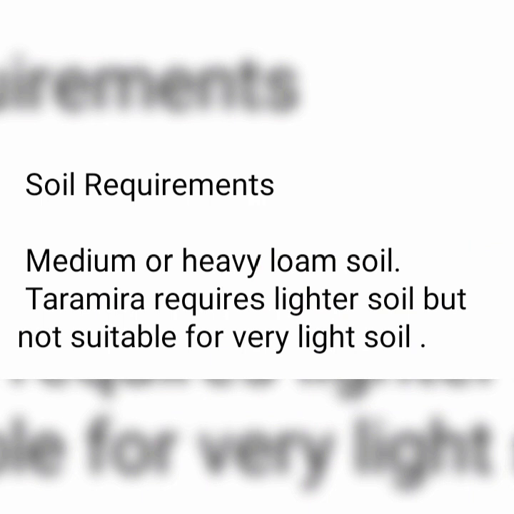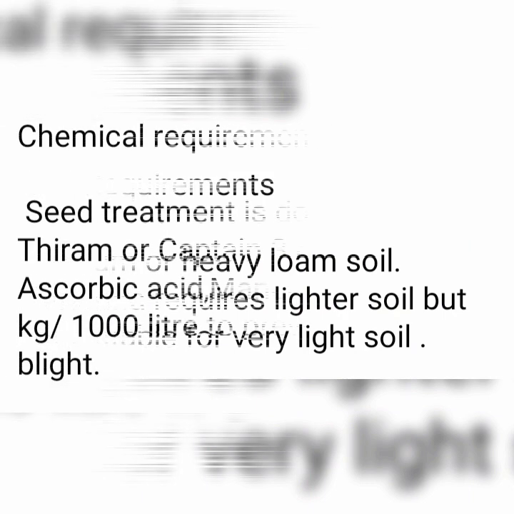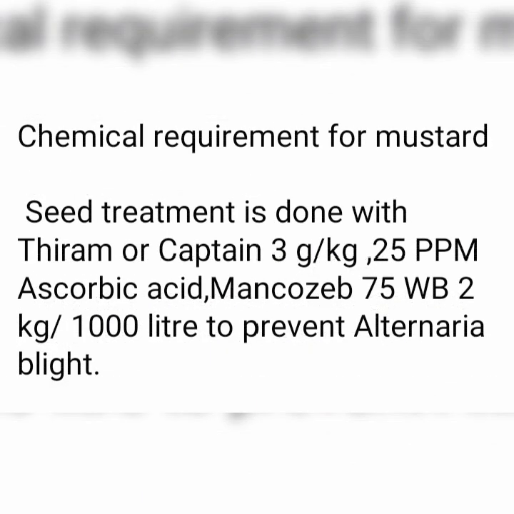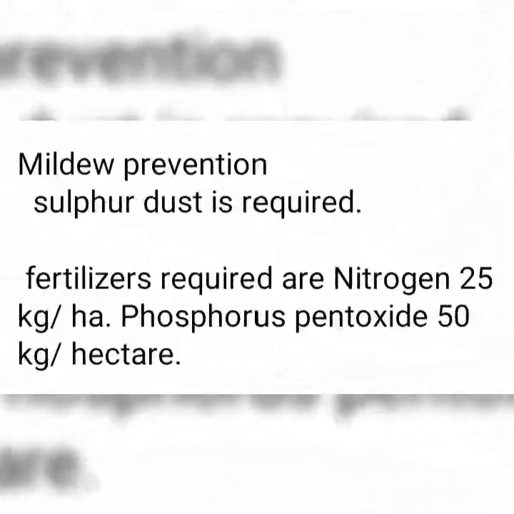And for Alternaria blight, Mancozeb or ascorbic acid is used. The ratio is 2 kg per 1000 liter. To prevent mildew, sulfur dust is required, and fertilizers required are nitrogen and phosphorus. Nitrogen amount is 25 kg per hectare, and phosphorus is 50 kg per hectare.